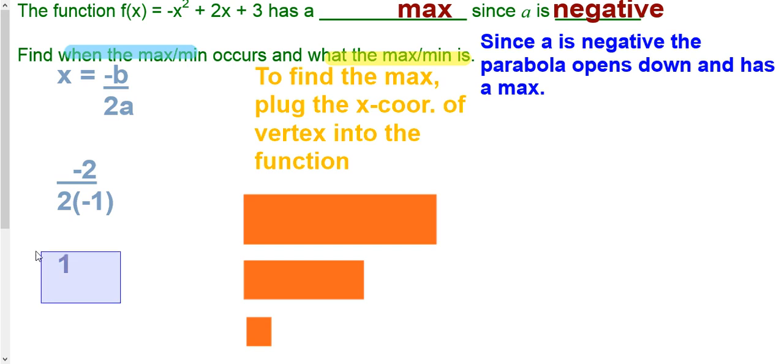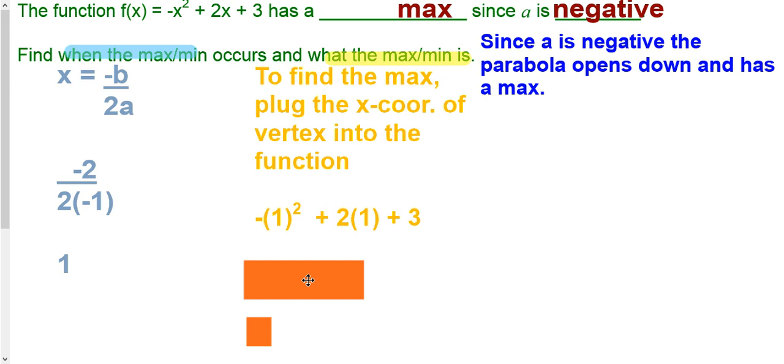All we have to do is just take this and plug it into our function because it's the y-coordinate of the vertex. So we take 1 and plug it in, and we simplify down. Now, make sure you note that this negative is in front, so you have to do your squaring first and then take the opposite of that.